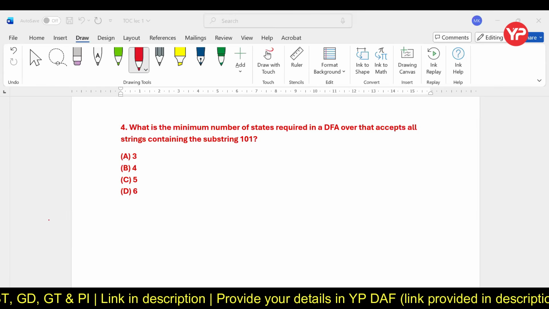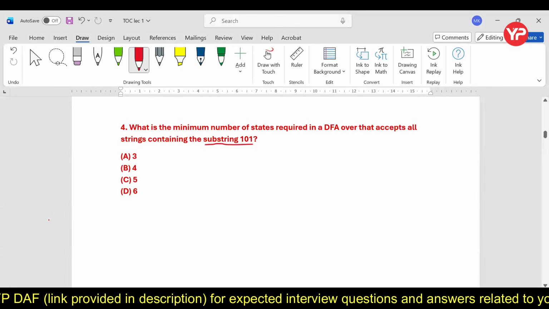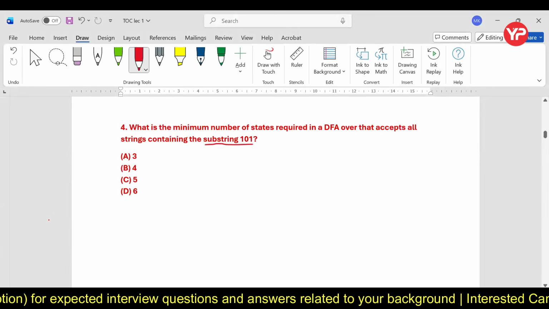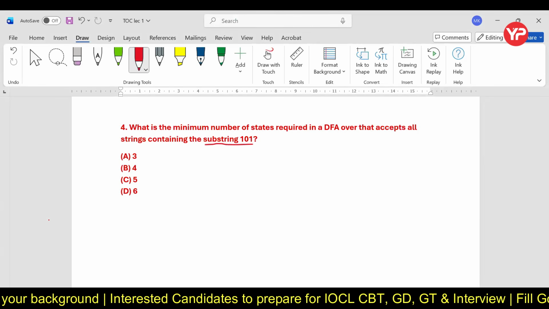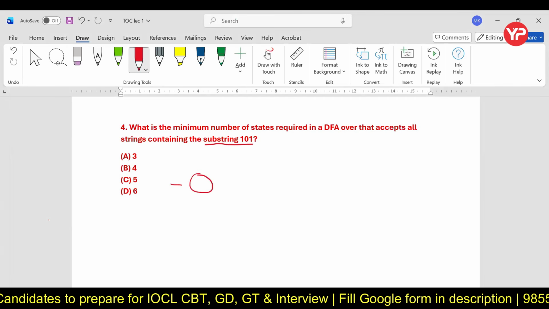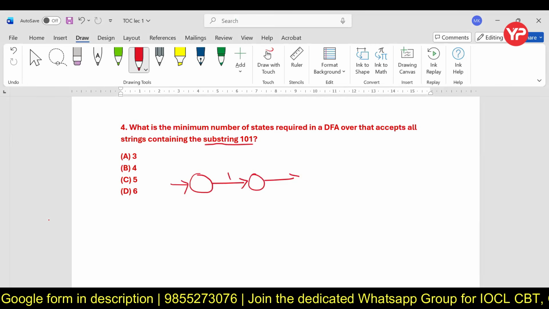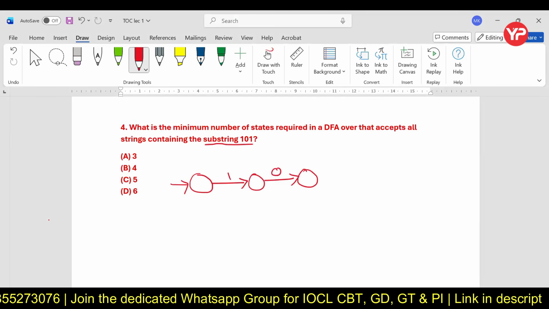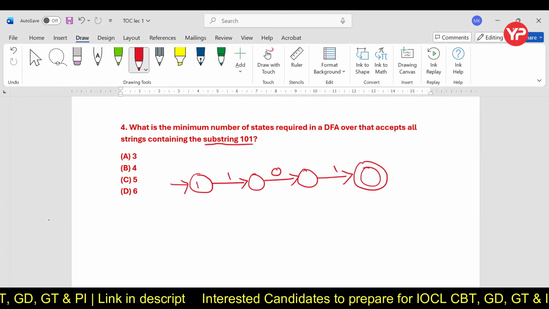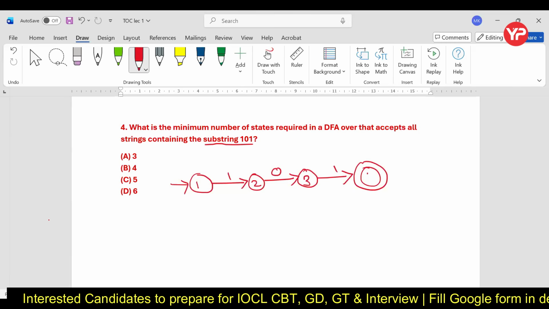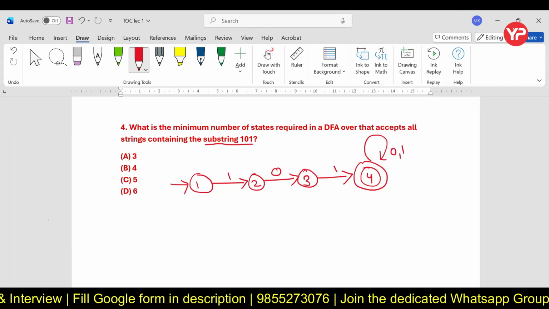Very good. Now see, my dear students, we want all such strings which contain the substring 101. And there is a difference between substring and subsequence. A substring is always consecutive in nature. It means we want all such strings which contain 101 in a consecutive manner, right? Now, this is state number 1, state number 2, 3, and 4. After getting 101, it may be anything, because we have already achieved it.